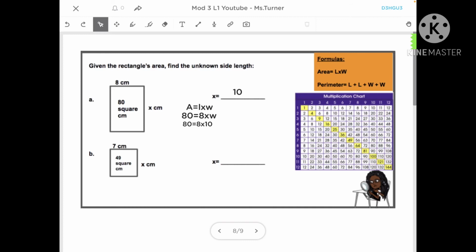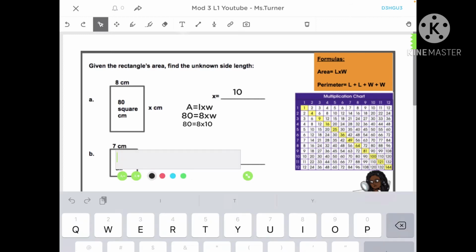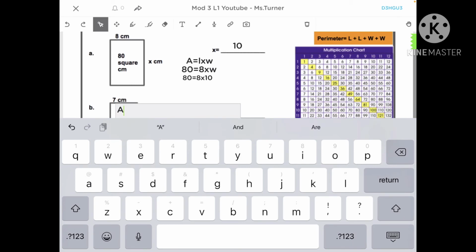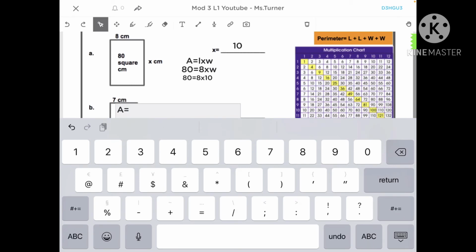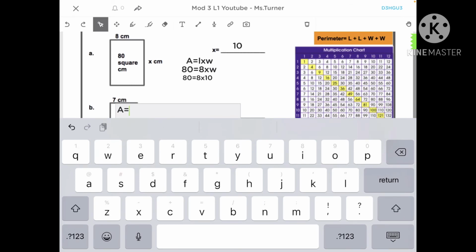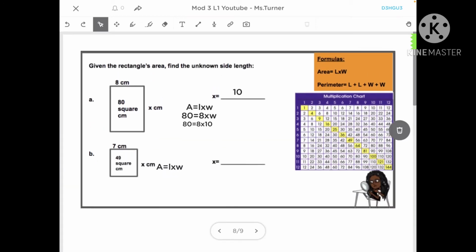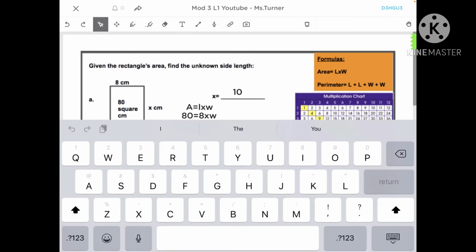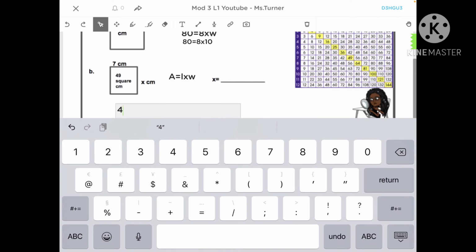Let's do the same thing for part B. In part B, I still know that length, but I do not know my width. And I know my area is 49 square centimeters. Remind me, what is the formula for area? Area equals? Good job. Length times width. What's my area? Yep, 49 square centimeters. I'm just going to put 49 though.